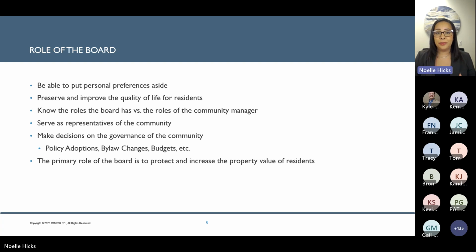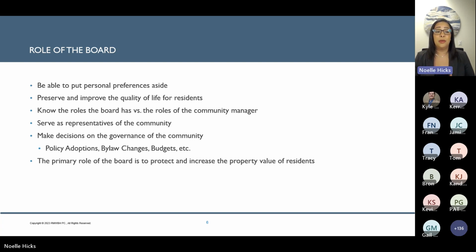Well, the board, before it even gets to the stage of operating the association, needs to be able to put its personal preferences aside. Now, of course, we know this is a volunteer role. Board members volunteer to help govern the association, but they need to be able to do that without those certain biases that we can all have, or maybe without any discriminatory practices.